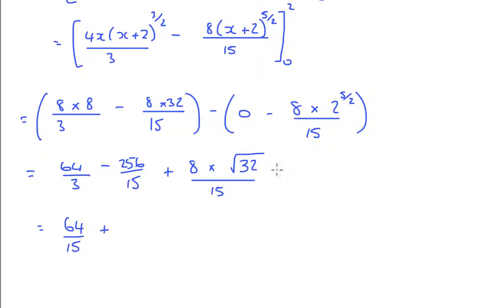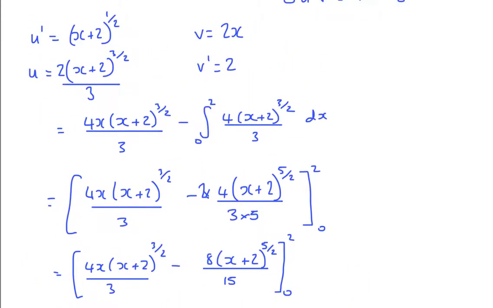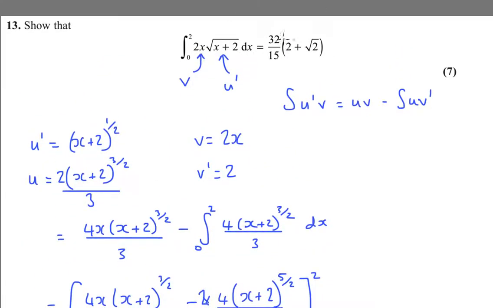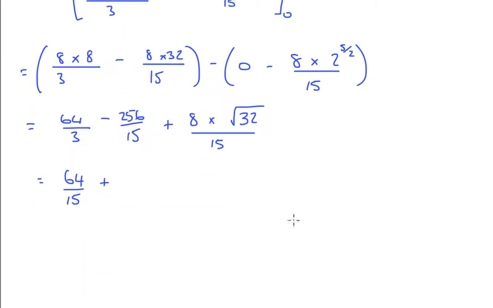And then we've got this root 32. How do they want the answer? Oh, they're telling us what to write it as. We've got this root 2 here. That's easy to sort out. Root 32 is, you can check it on your calculator, 4 root 2. So we've got 8 times 4 root 2, which is 32 root 2, over 15. And then they've taken out 32 over 15. There's 2 of them here, so that takes out a 2 plus just root 2. And that's your final answer.